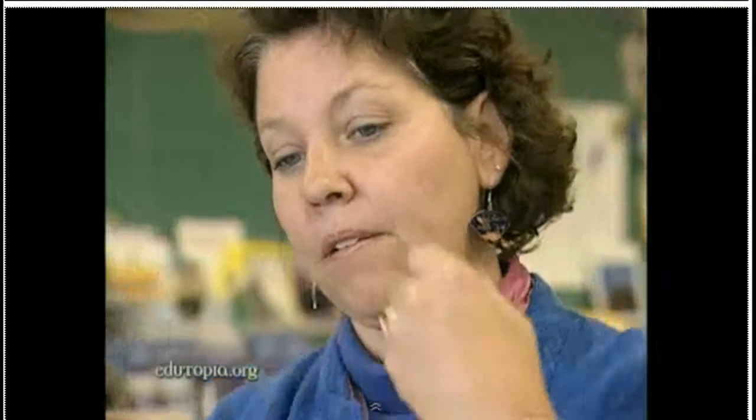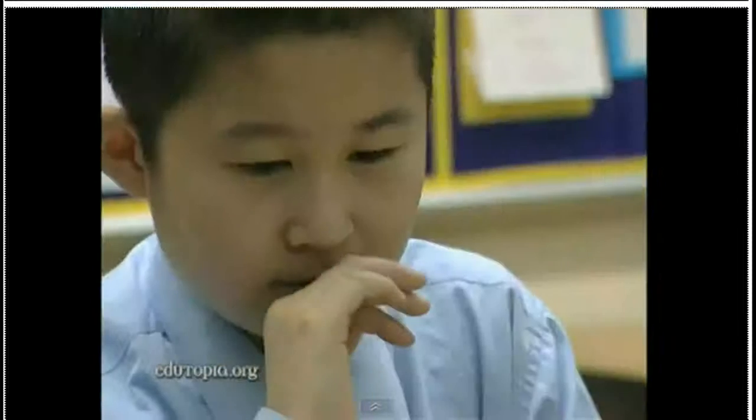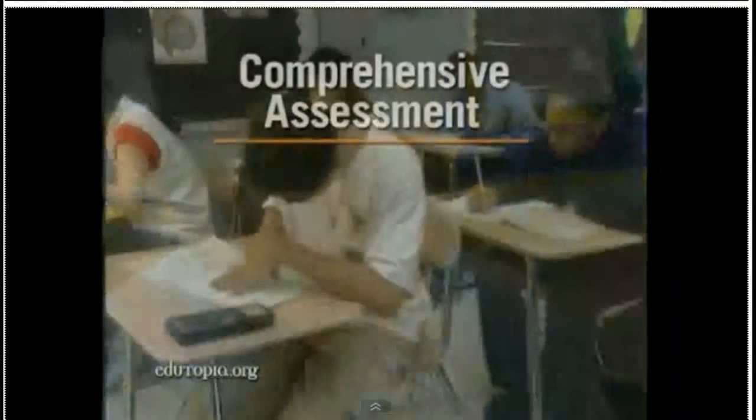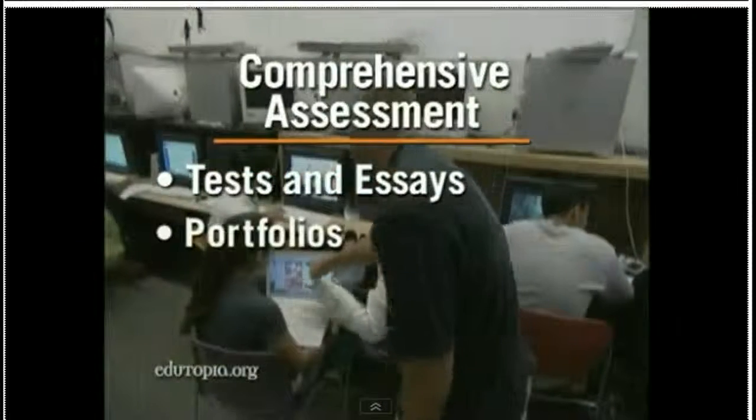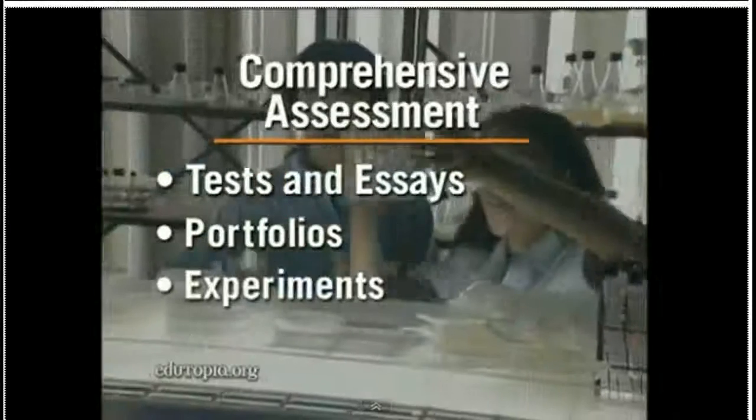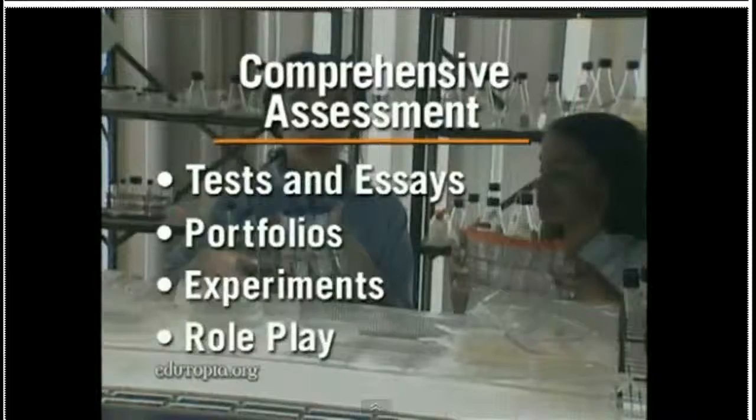Comprehensive assessments provide a picture of the whole student and can include more traditional measures like multiple choice tests and essays, as well as portfolios, experiments, and role play that mirrors real-life tasks.